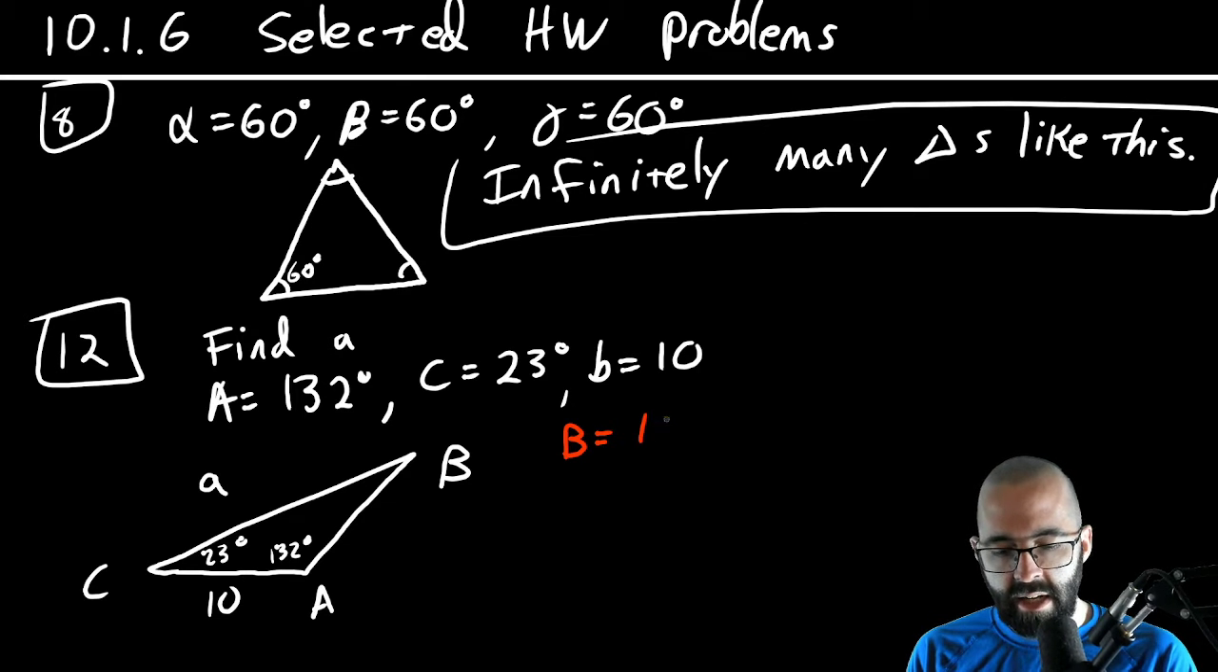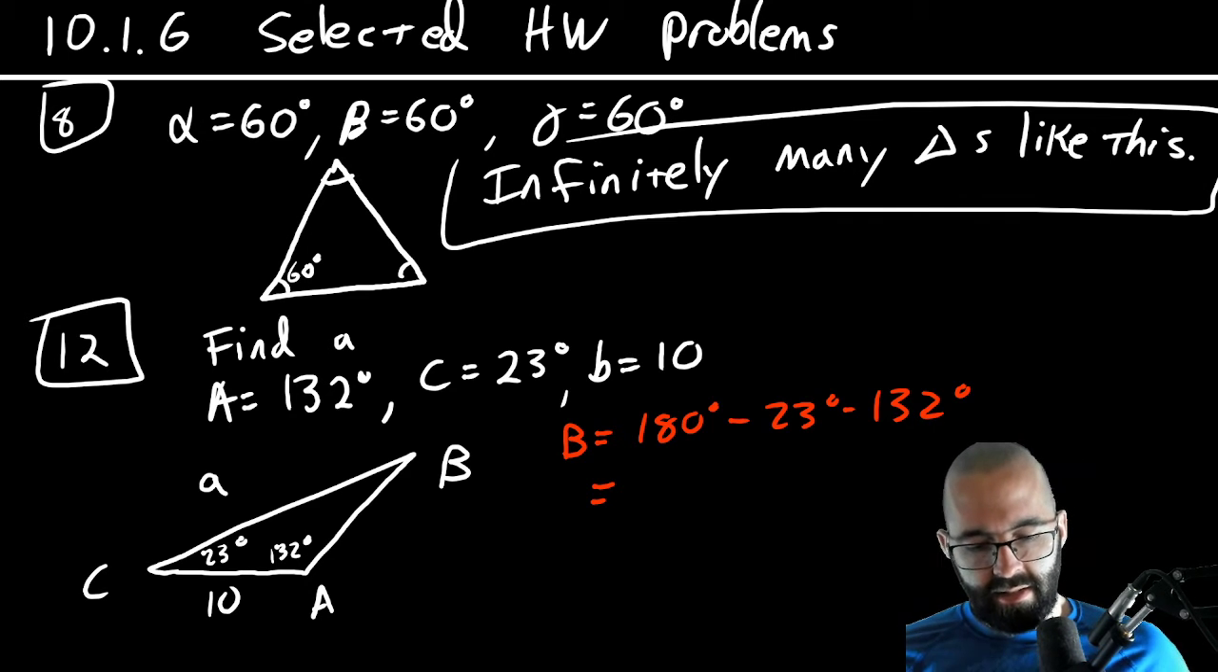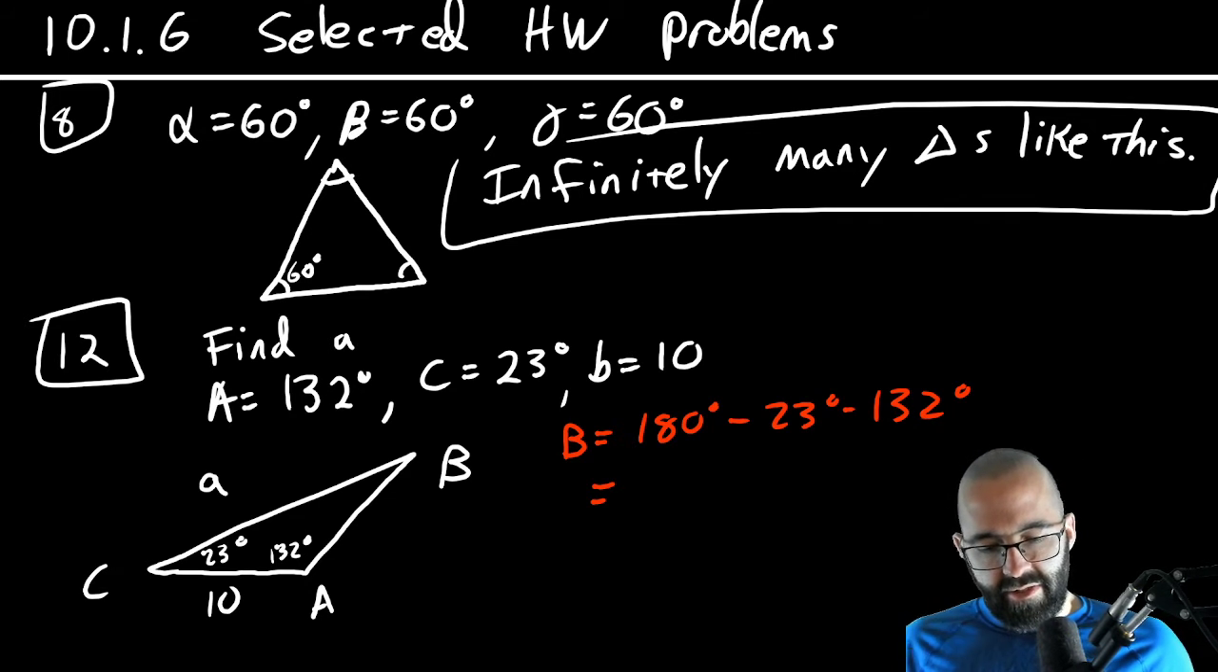So first, B is going to be 180 degrees minus 23 degrees minus 132 degrees, which is going to be 155. That's 25 degrees.